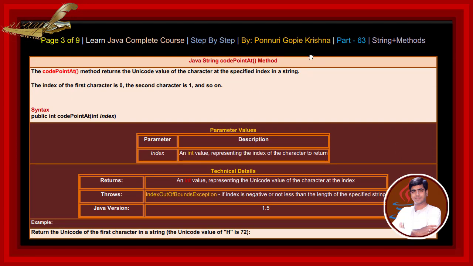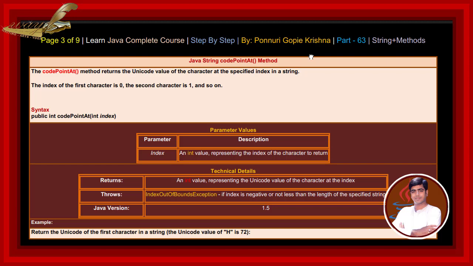Java String codePointAt method. The codePointAt method returns the Unicode value of the character at the specified index in a string. The index of the first character is 0, the second character is 1, and so on. See the syntax: public int codePointAt(int index). See the parameter values. Index: an int value representing the index of the character to return.